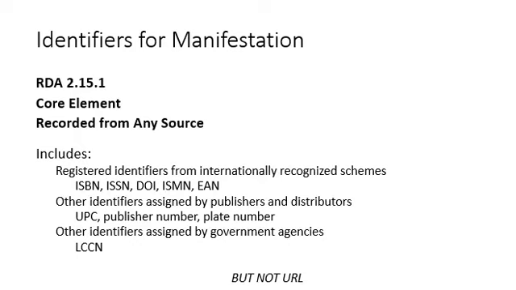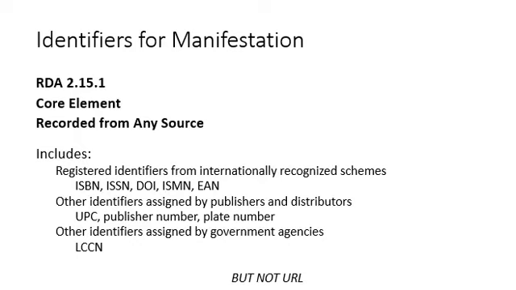Guidelines for recording identifiers related to a manifestation can be found in RDA 2.15.1. Identifiers for manifestation is a core element and may be recorded from any source of information. These may often be found on the title page verso, the bottom of pages in the text, book covers, or other resources.